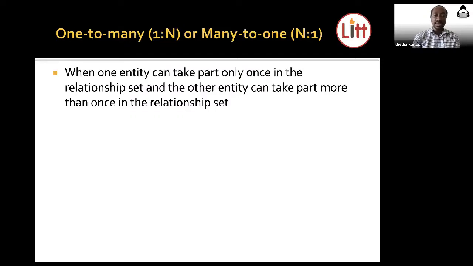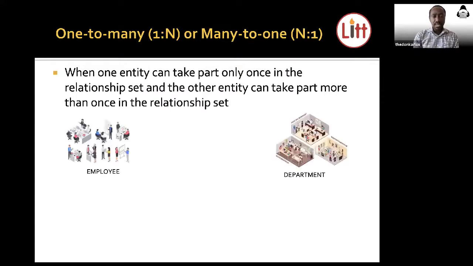So when one entity can take part only once in the relationship set, and the other entity can take part more than once, then it becomes one-to-many or many-to-one. So let's take the employee and department. In this relationship, we can say that an employee belongs to a department. That is a one-to-one relationship. Every employee would mainly belong to one department. You could be working in other departments, but you are mainly assigned one department.